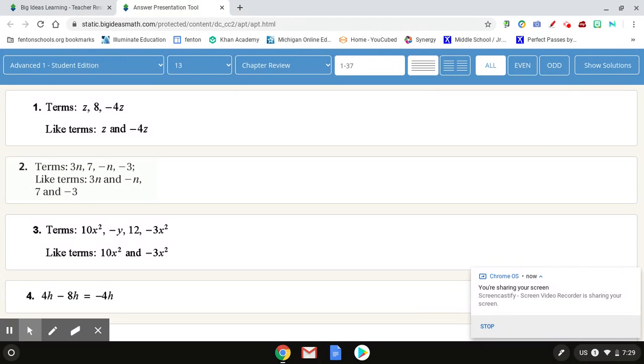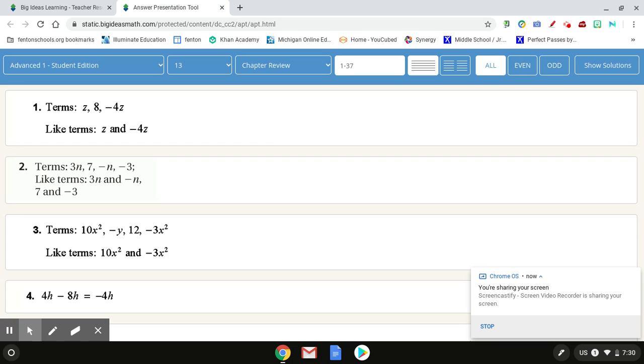Remember, the terms are everything that's being combined. So it was z plus 8 minus 4z. I'm not sure exactly of the order, but just all of the terms. Okay, so the only like terms were z and negative 4z.